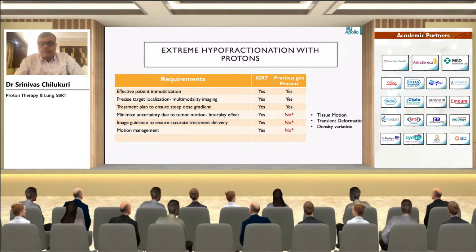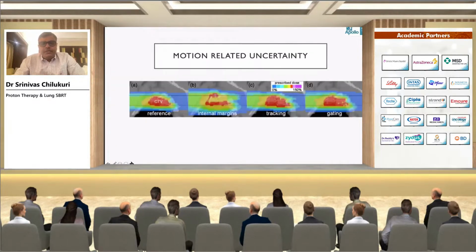And the interplay effect, especially tumor motion, in the context of tissue motion, transient deformation, and density variation, resulted in major issues in proton therapy when we do extreme hypofractionation. With fractionation, it is probably the best dose blurring you can do. But when you have fewer fractions, these uncertainties get amplified. This is just an example to show a nominal situation where, if it is a static, immobile target, the coverage is like this.